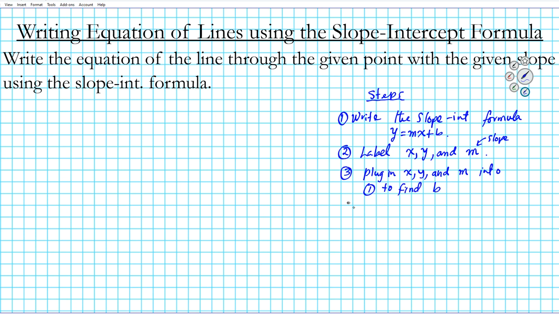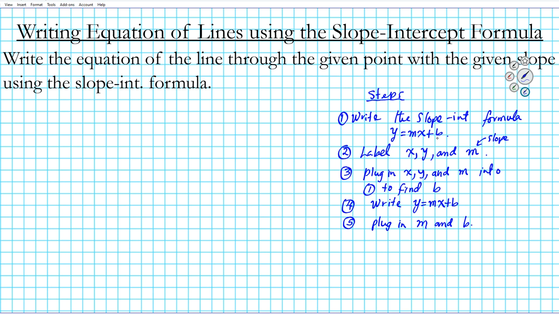Alright. And then step number 4, you're going to write y equals mx plus b again, this slope-intercept form. And then now finally step 5, you just substitute or plug in m and b. Plug in m and b. And you're done.